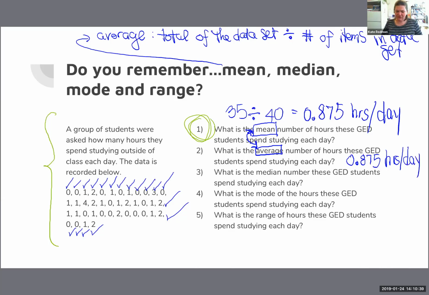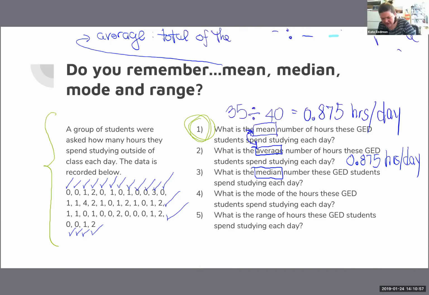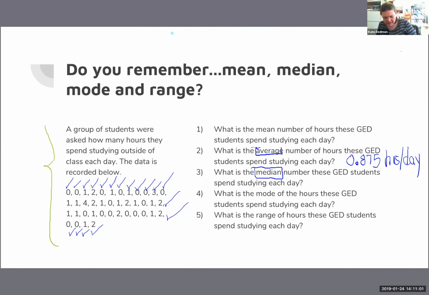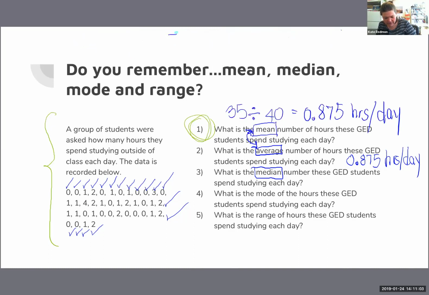Okay. So number 3 says, what is the median number of hours these GED students spend studying each day? Median. How do you find the median? Don't you have to count from the least to the most and then find it in the middle? That is very good. The median is the middlemost number or the center of an ordered list. It has to be ordered. So I like how you said to put them in order first.